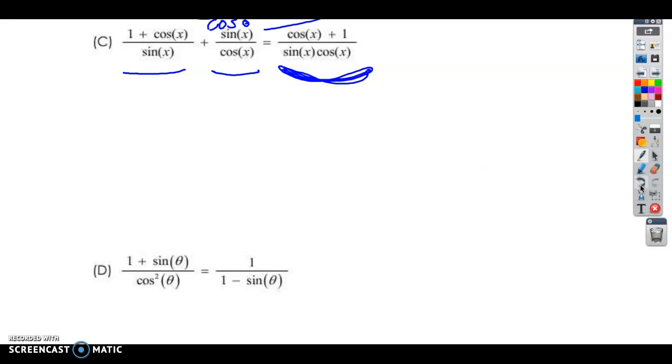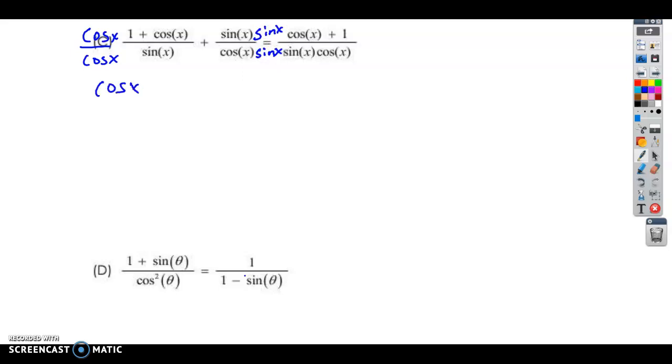So what I'm going to do is erase this stuff up here. I'm going to start with multiplying each fraction by the denominator it's missing. So I'm going to multiply this side by cosine of x over cosine of x, and I'm going to multiply this side by sine of x over sine of x. Now I'm going to rewrite that. So cosine of x times 1 plus cosine of x over sine cosine.